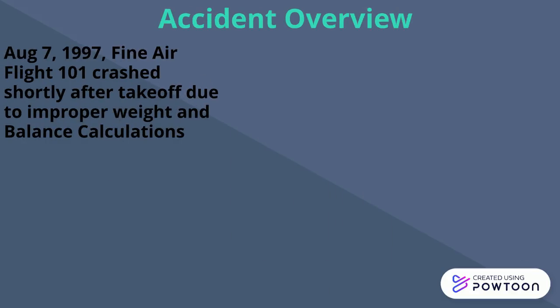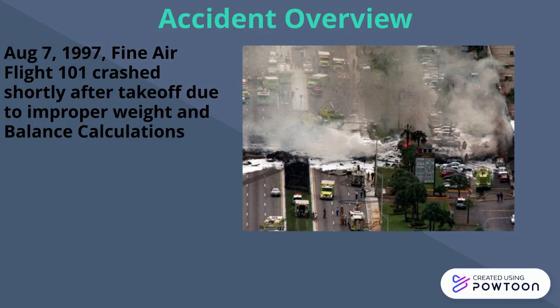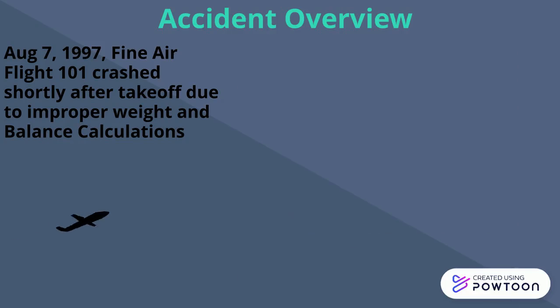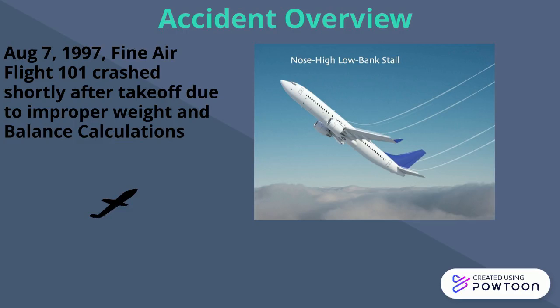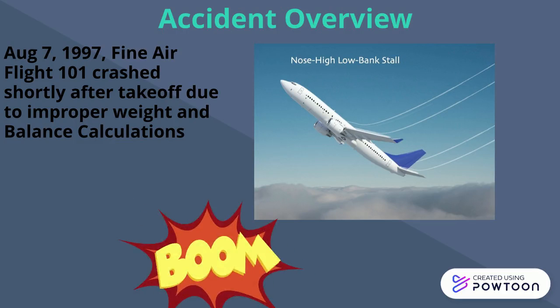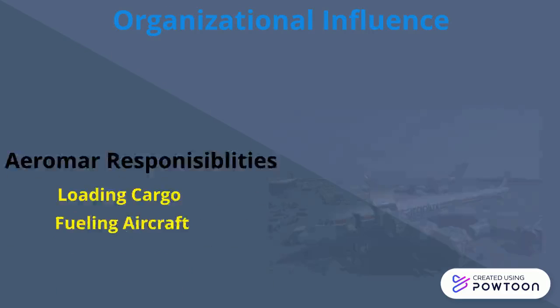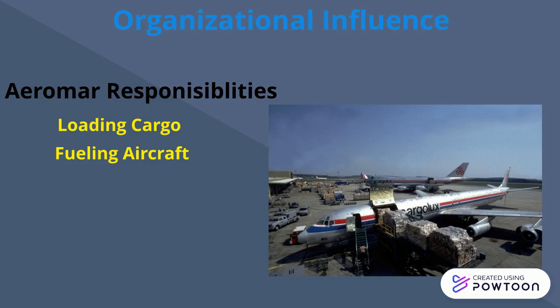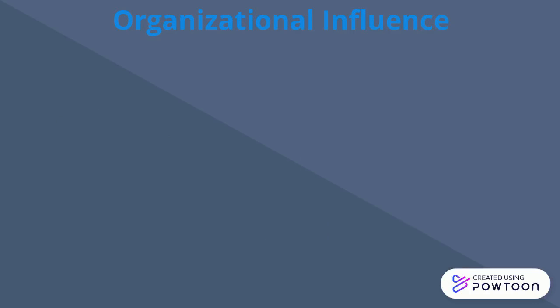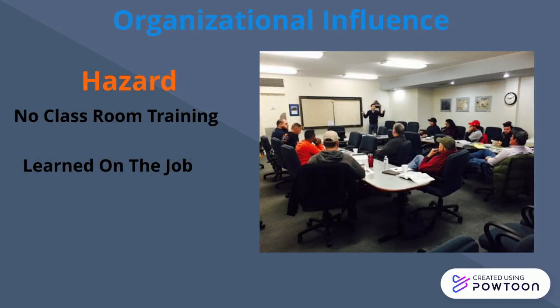On August 7, 1997, Fine Air Flight 101 crashed shortly after takeoff due to improper weight and balance calculations. The crew entered a steep climb at about 70 degrees nose-up pitch and eventually stalled and crashed in a tail-low right bank attitude. As an organization, Fine Air contracted a company called Aeromar under a wet lease to load and fuel the aircraft. However, Aeromar loading personnel were not provided with classroom training on loading aircraft. Instead, they learned on the job.